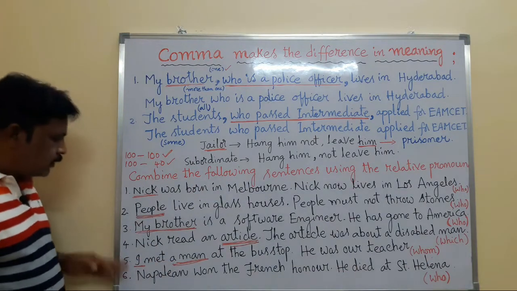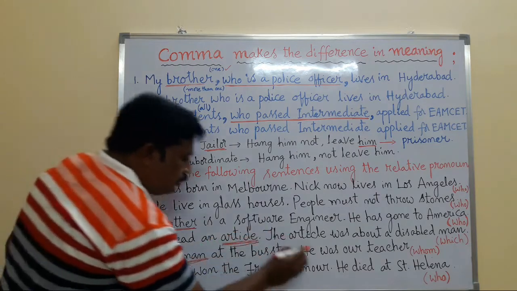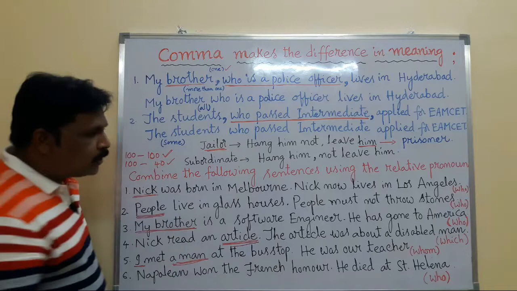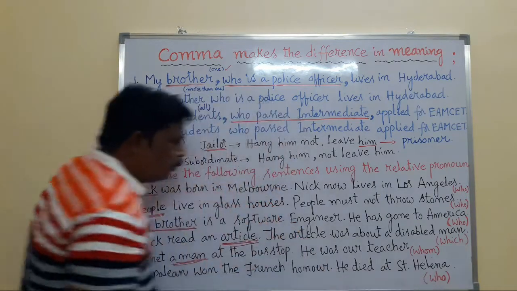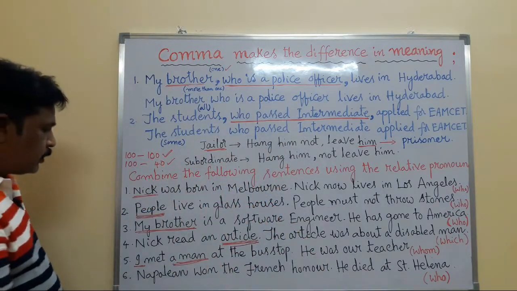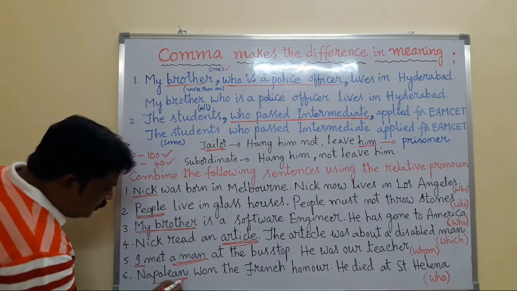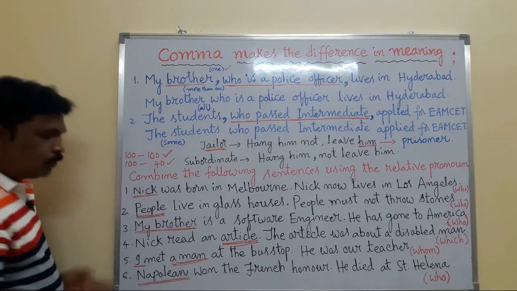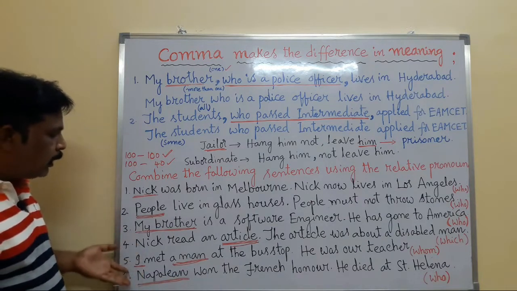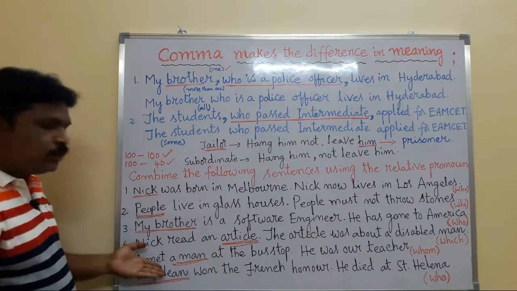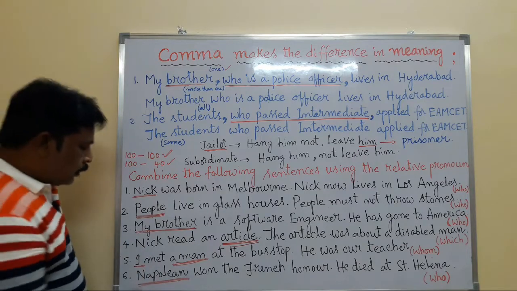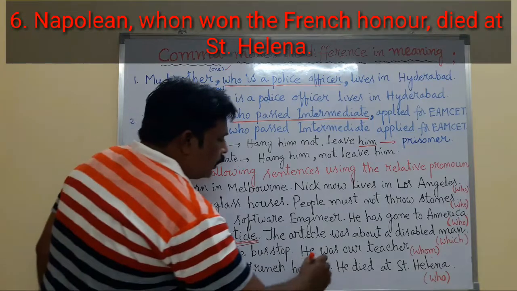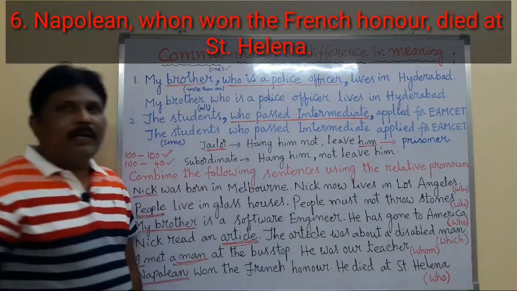Next, last example. Napoleon won the French honor. He died at Saint Helena. Combine the two sentences using the relative pronoun who. So who is used for subjects. So Napoleon, this is a proper noun, a self-identified one. It gives clarity who that person is. Almost all the people are very much aware of this person, Napoleon. So Napoleon, comma, who won the French honor, comma, died at Saint Helena.